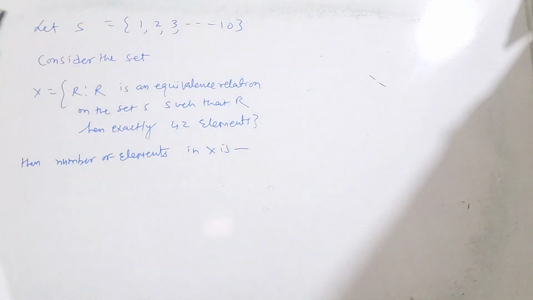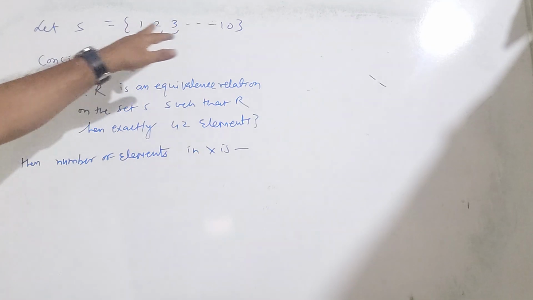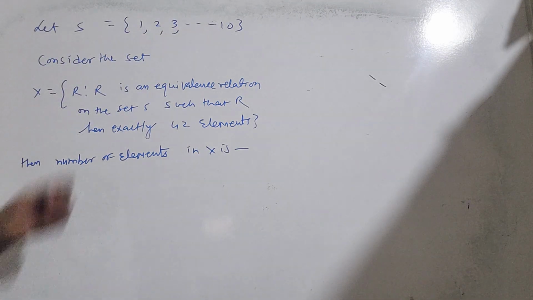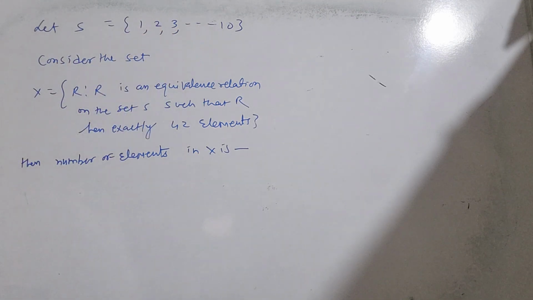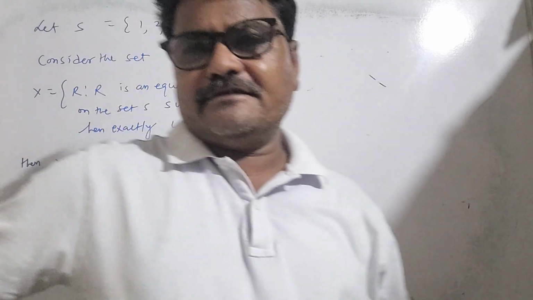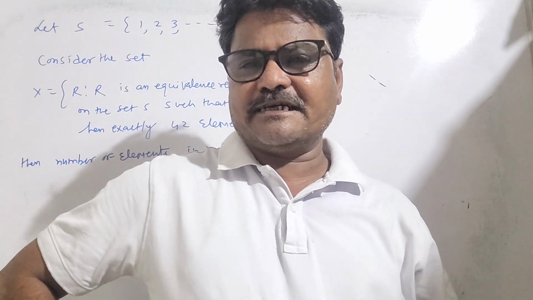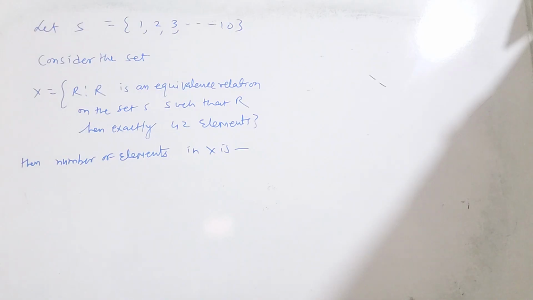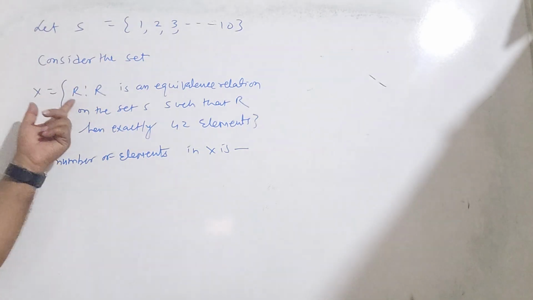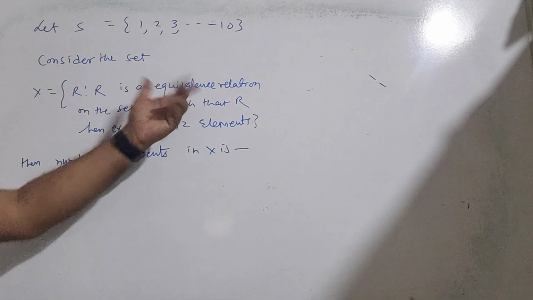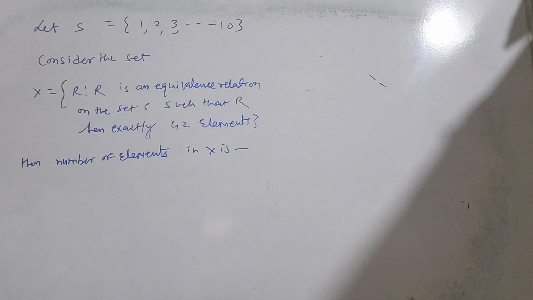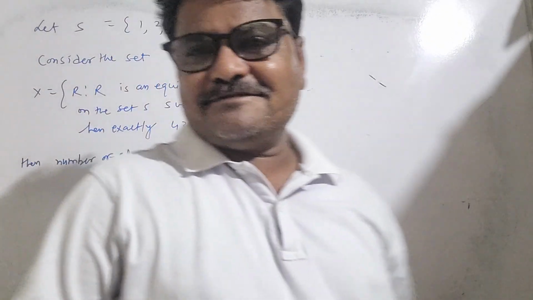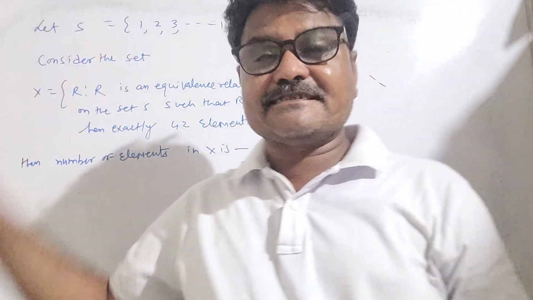Now how to do this? See, the question says: let S be the set containing the elements 1, 2, 3, up to 10. That is, the cardinality, the order of the set, is 10. Now consider R, which is an equivalence relation defined on the set S.